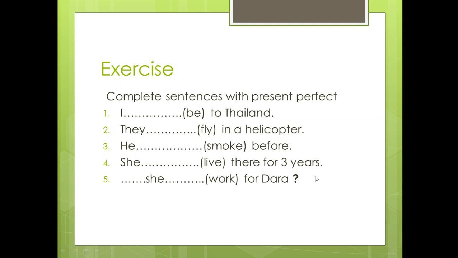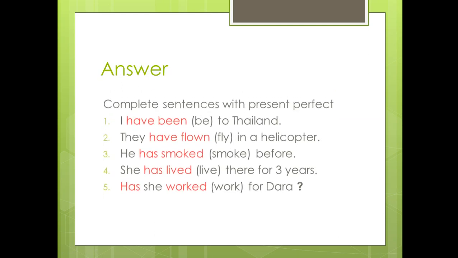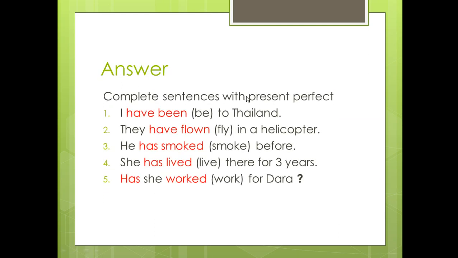Okay, so time's up, everyone. Now let's compare your answers with my answers. Complete sentences with present perfect. 1. I have been to Thailand. They have flown in a helicopter. He has smoked before. She has lived there for 3 years. Has she worked for Dara?